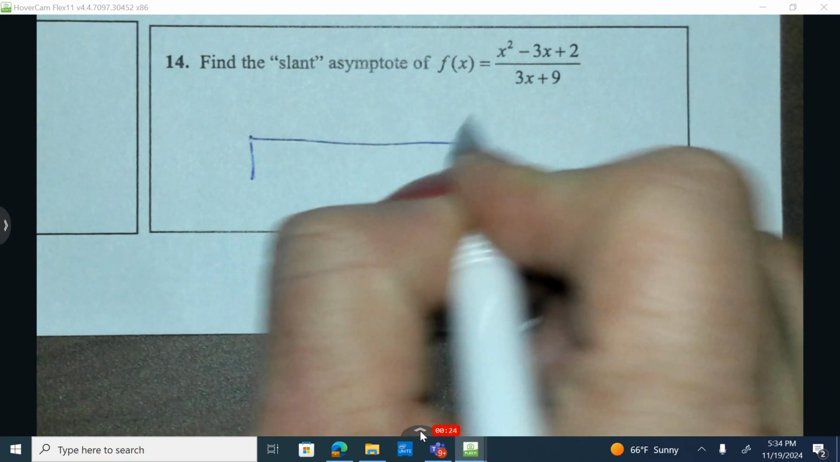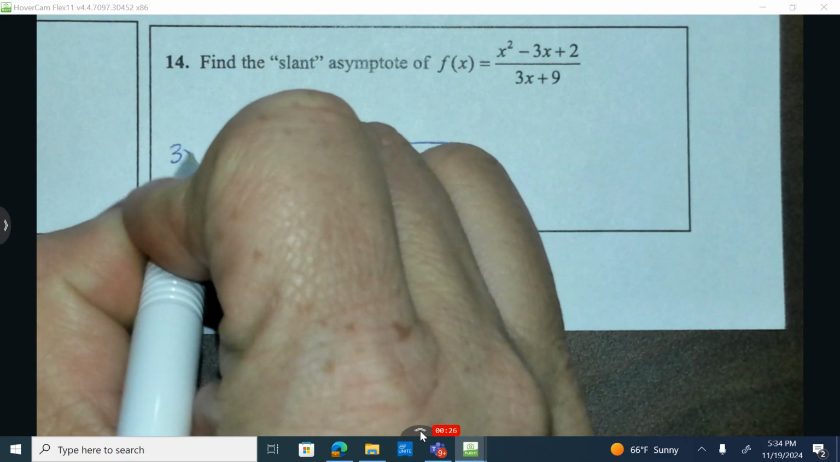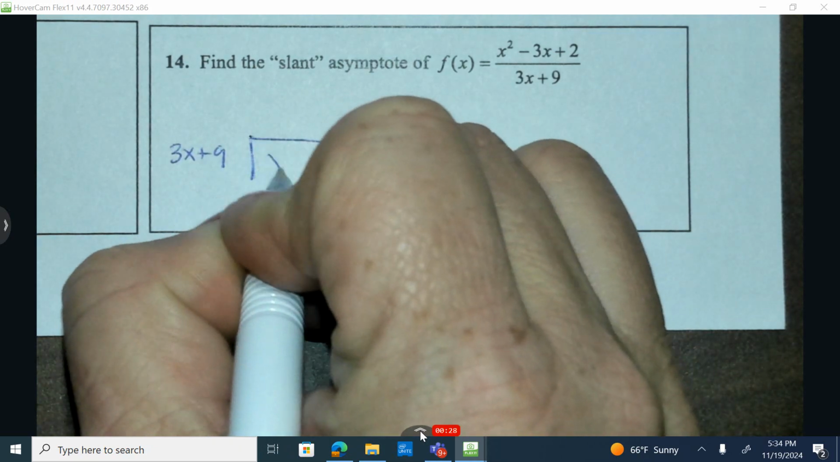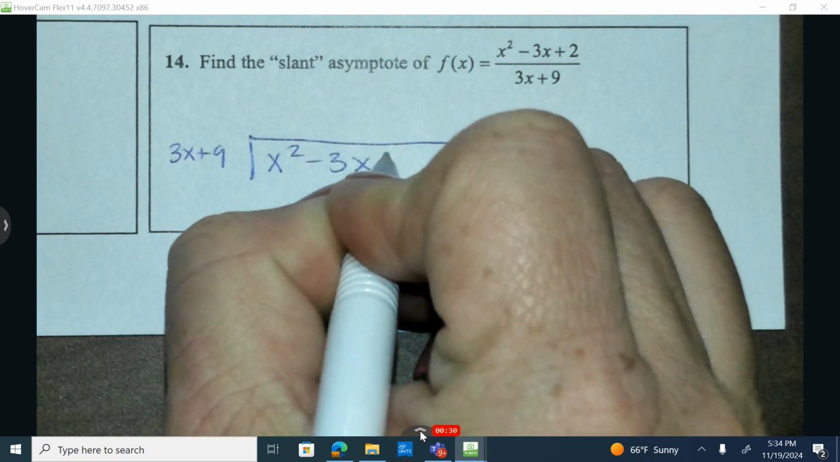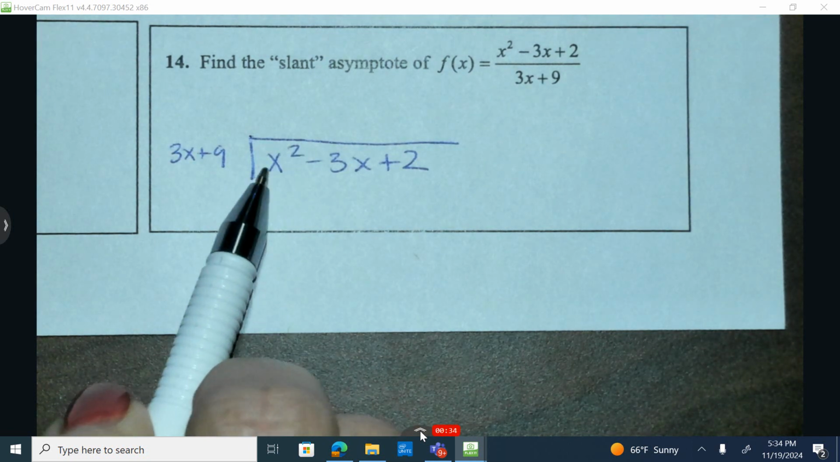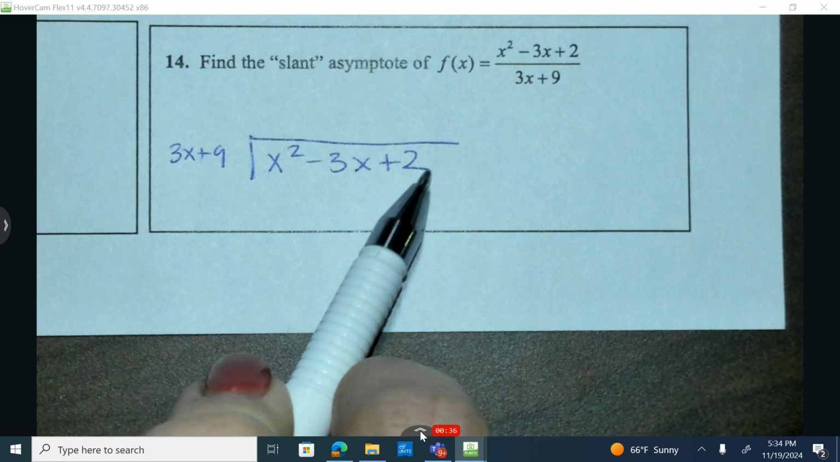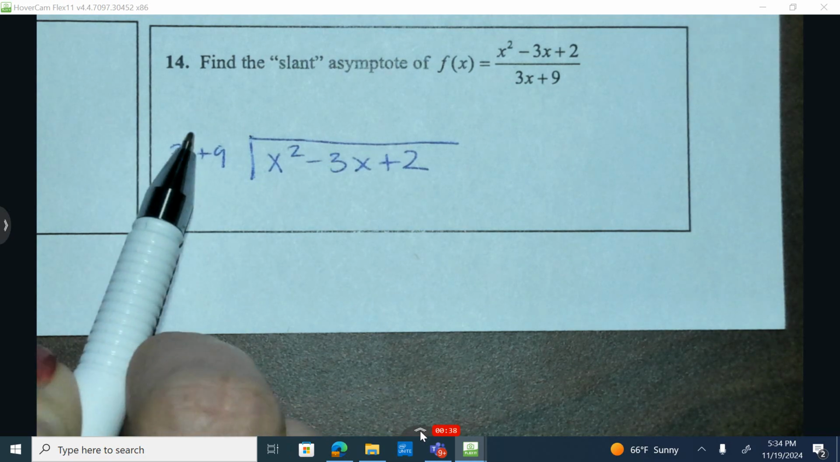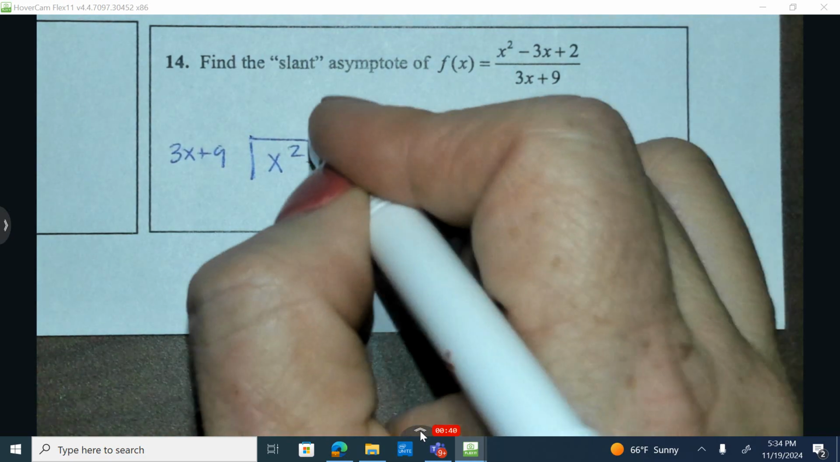We're going to do polynomial long division. 3x plus 9, x squared minus 3x plus 2. Now, notice that I've made sure we have degree 2, so we have some quantity to the second, to the first, and to the 0. Again, here's degree 1 and degree 0. Everything's accounted for.